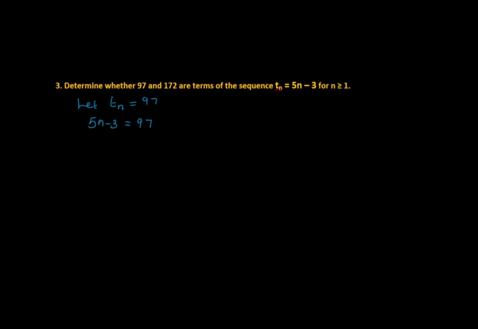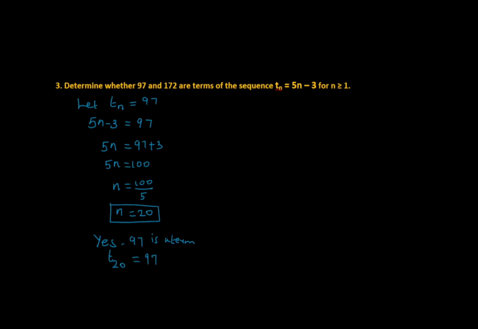Now, we need to check whether our n is a whole number or not. So, 5n, transposing minus 3 to that side, plus 3. So, 5n is equal to 100. n is equal to 100 by 5. So, 5 will divide 100 exactly 20 times, which means the 20th term of the sequence is 97. So, we can conclude yes, 97 is a term in the sequence, that is T20. The 20th term of the sequence is 97.